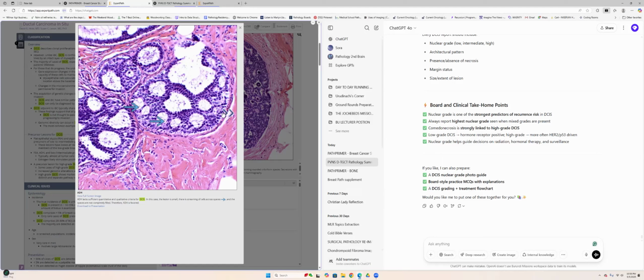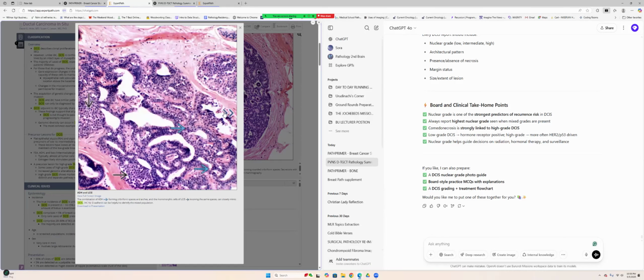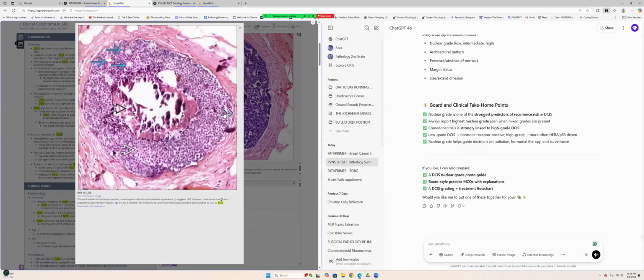And the spaces are not completely filled. Therefore, ADH is favored. ADH and LCIS: a combination of ADH forming cribriform spaces and arches, and the monomorphic cells of LCIS involving the same spaces, can closely mimic DCIS. IHC for E-cadherin can be helpful to identify mixed populations.